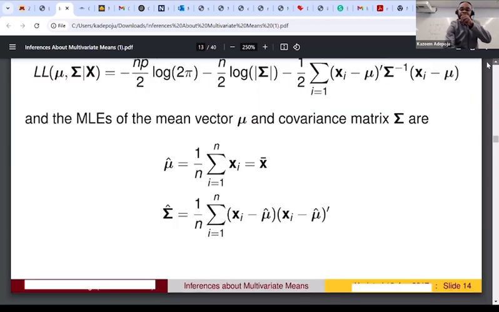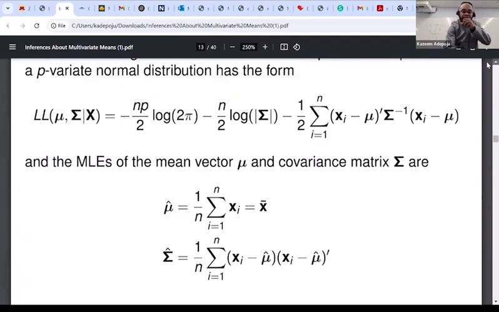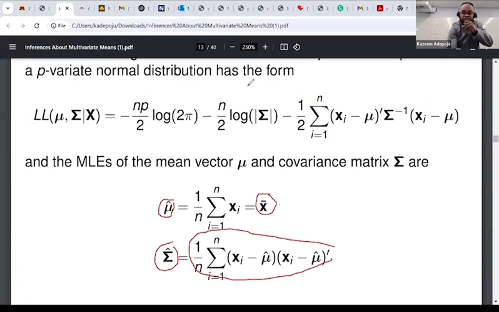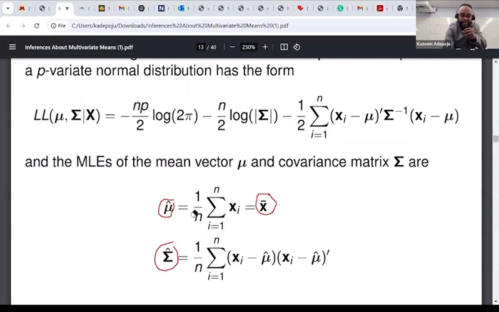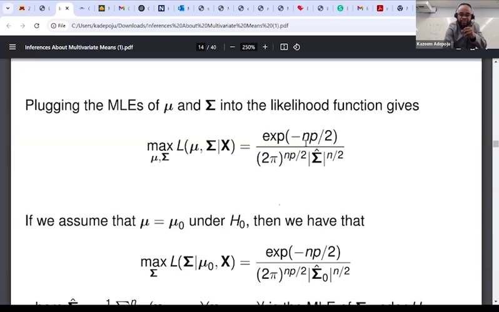You can try that. Please try that. Wherever you see mu, plug in X bar, and wherever you see the covariance, plug in its MLE, into this equation here. When I plug them in and simplify, I'm actually going to have this expression here.